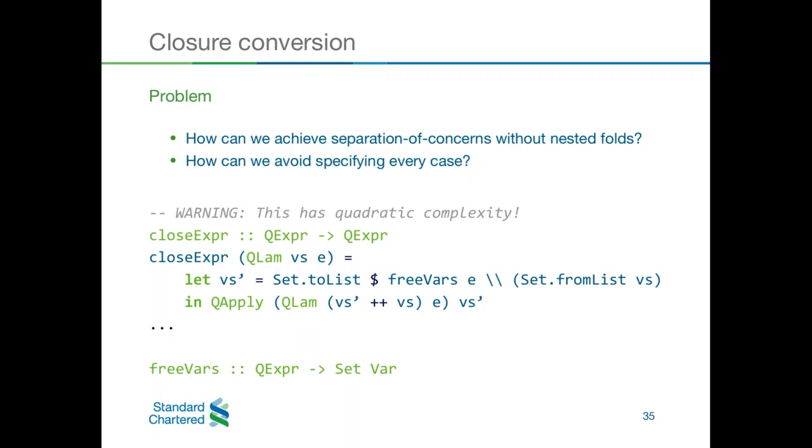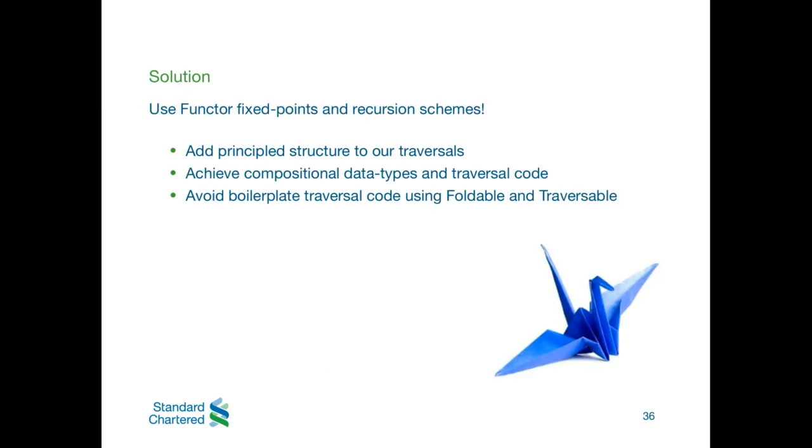So essentially, this is a naive piece of code. We have a potentially quadratic complexity here. We also would like to avoid specifying every case because obviously we've got q lambda here, but many other cases that don't concern us.